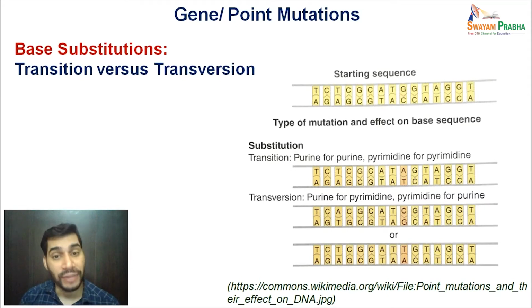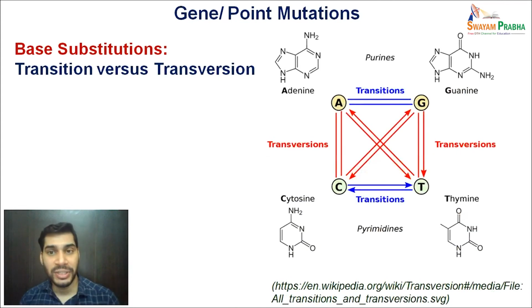In case of transition, a purine is replaced by a purine and a pyrimidine is replaced by a pyrimidine. Whereas in case of transversion, a purine is replaced by a pyrimidine and a pyrimidine is replaced by a purine. So this is the major difference between transition and transversion, though both are base substitution. Let us see it in a more elaborate situation.